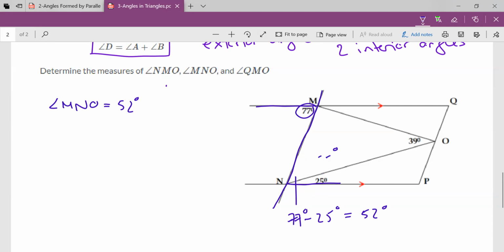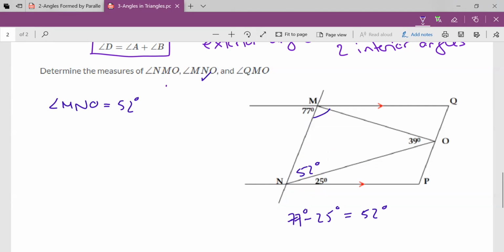Now what are we going to do? I'm just going to erase all this. And let's just write in what we've got now. Now we know this is 52 right there. Okay, then what do we got to do? We got to find some more things. Let's go after NMO. So that's this one, NMO. How am I going to get that?